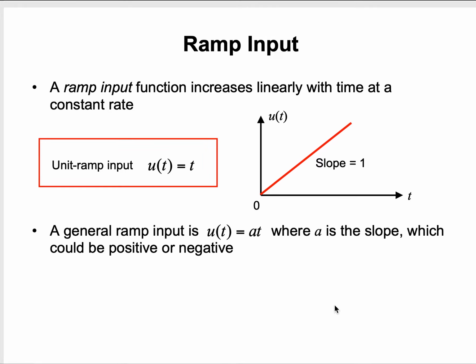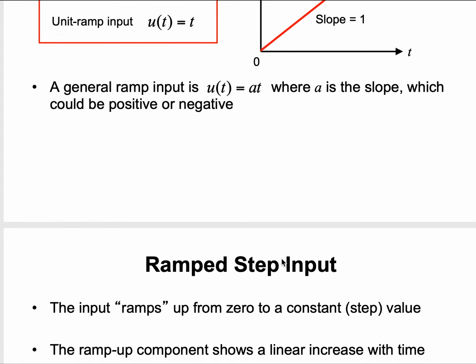That is the ramp input. It's increasing all the time, so input is equal to t. If it has a slope, not 1 but something else, then u is equal to a times t. This is called a ramp input.